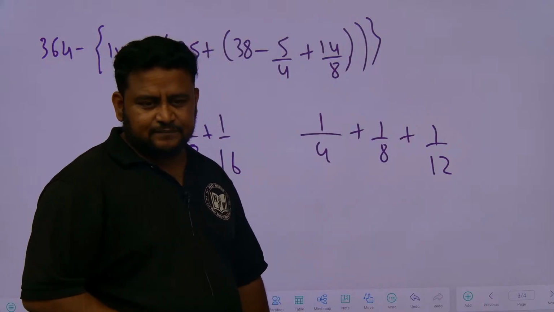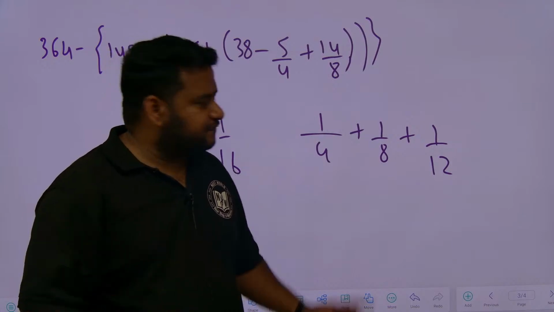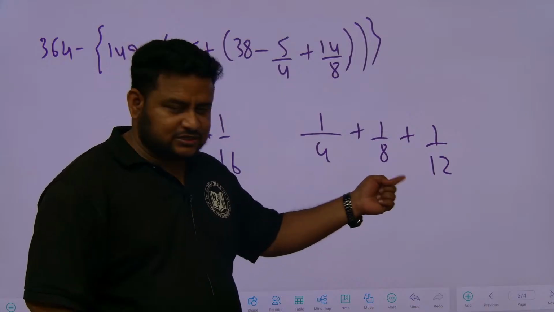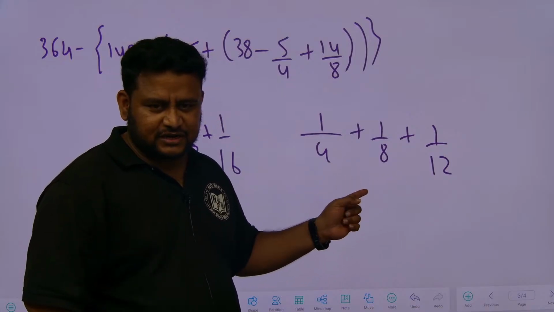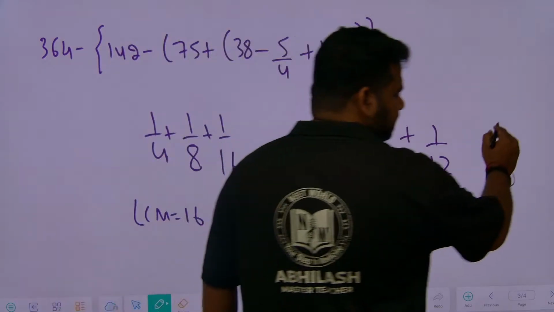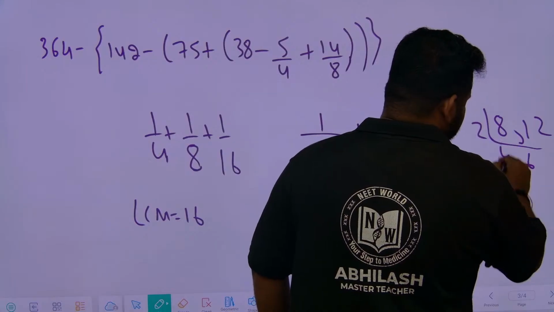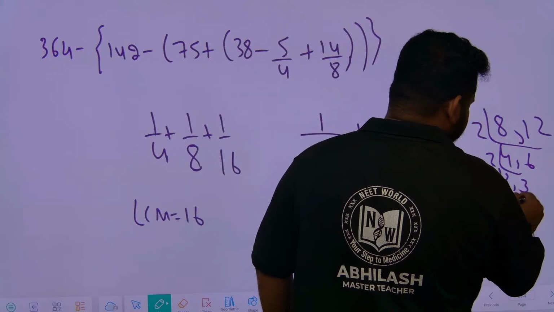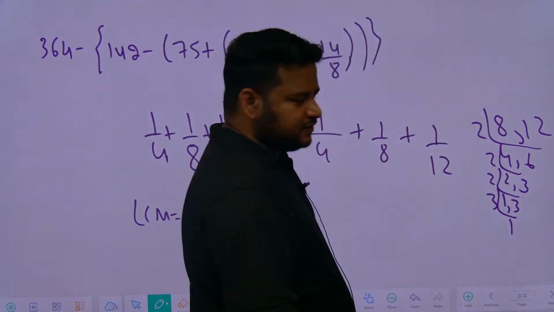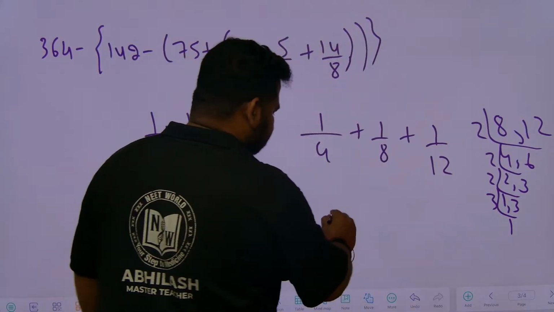So 8 and 12, how to find the LCM? LCM means the next number which is divisible by both 8 and 12. 12 2s are 24, 8 3s are 24. Definitely 24 will be the LCM. But if you are not able to figure it out, follow the normal method. 8, 12: 2 4s are, 2 6s are, 2 2s are, 2 3s are, 2 1s are, and 3 will be there, and 3 1s are. 3 2s are 6, 6 2s are 12, 12 2s are 24. LCM is 24.